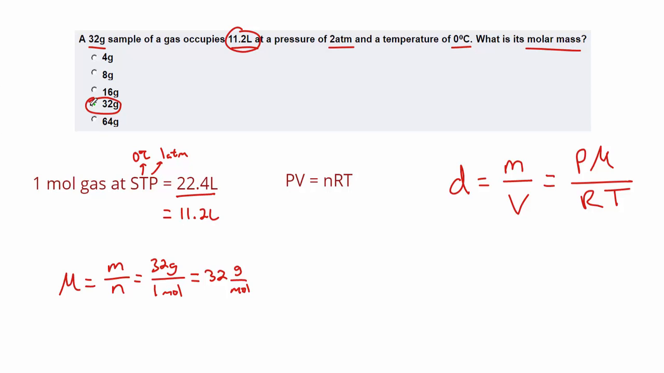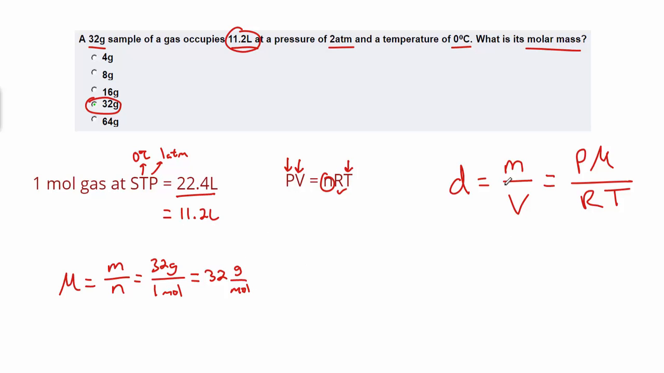Cool. The other approach we could take in this one is we could take all those same numbers. We could take the 11.2 liters, plug it in for the volume. We could take the 2 atmospheres, plug it in for the pressure. We could take the 273 Kelvin, it's got to be in Kelvin, plug it in for the temperature, plug in R, because it's a constant, and solve for n. And then we could take that same 32 grams, we would have solved for n and got 1 mole again, and still got 32 grams per mole.